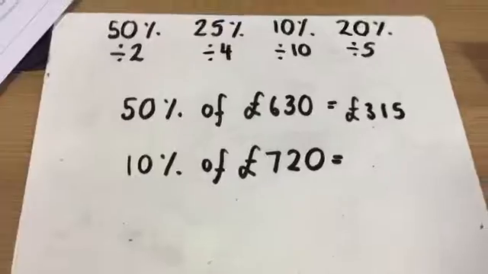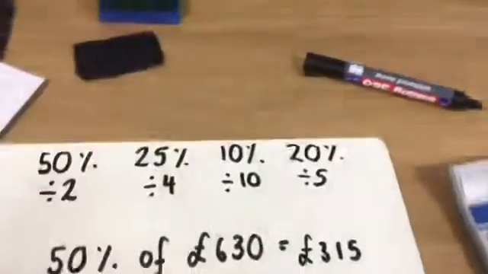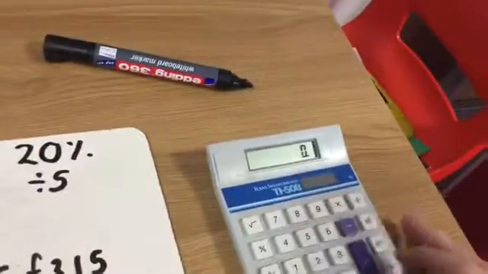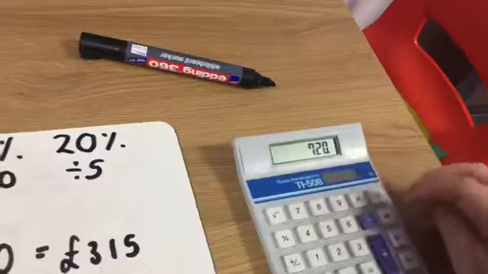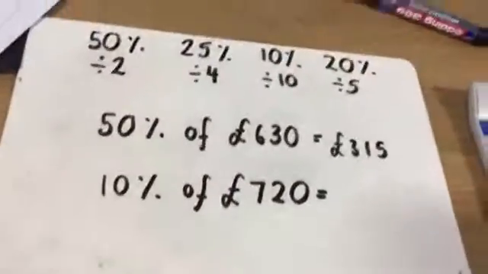And if we were asked to find 10% of 720, to find 10% we can divide by 10. So on our calculator, we start with our £720, we divide by 10, and the answer is 72. So £72.